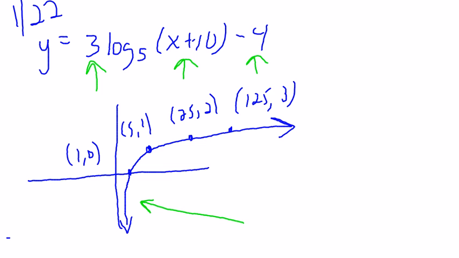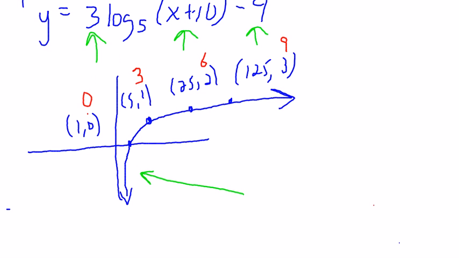The 1, 0, I multiply the 0 by 3, that gives me 0. So that's what this one goes to right here. This one gives me 3 because it's 1 times the 3. This one gives me 6, and this one gives me 9.